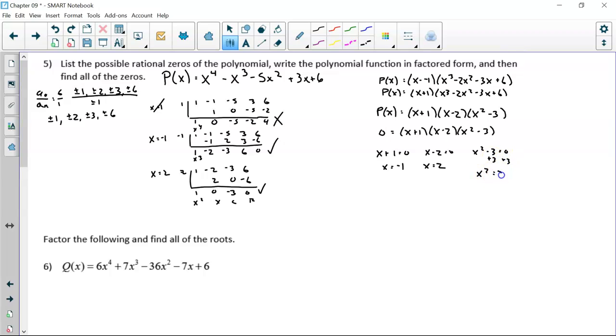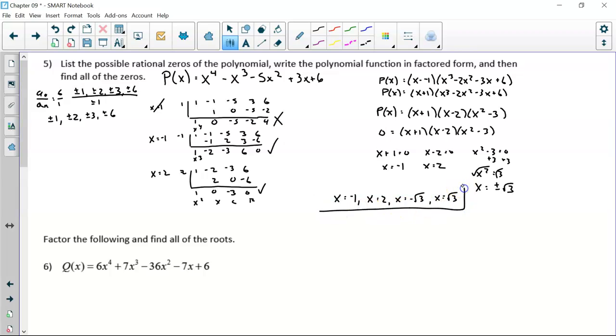X squared equals 3, and then we take the square root. So x equals, don't forget, plus or minus the square root of 3. So our four solutions: x equals negative 1, x equals 2, x equals the negative square root of 3, and x equals the positive square root of 3.